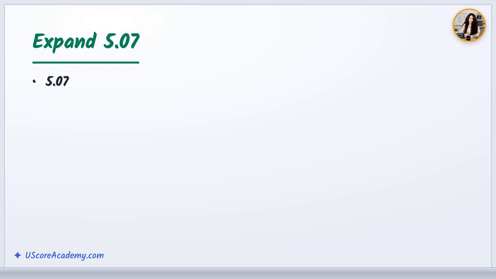Let's expand 5.07. The 5 is 5 ones. There are 0 tenths and 7 hundredths, so it equals 5 plus 7 hundredths, written as 5 and 7 hundredths.